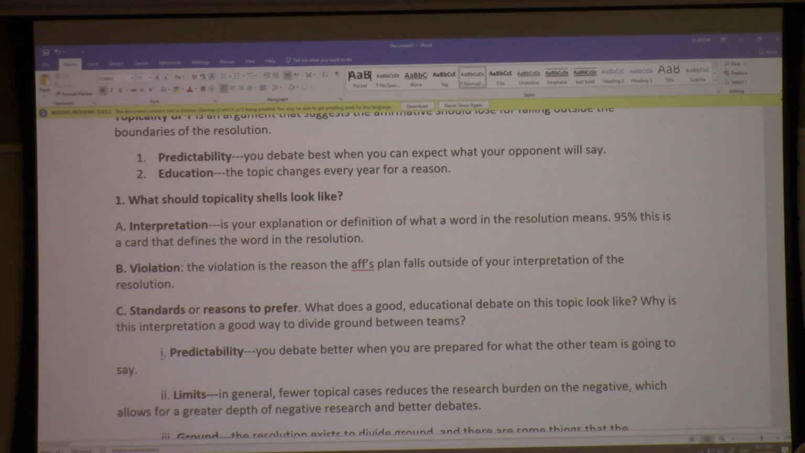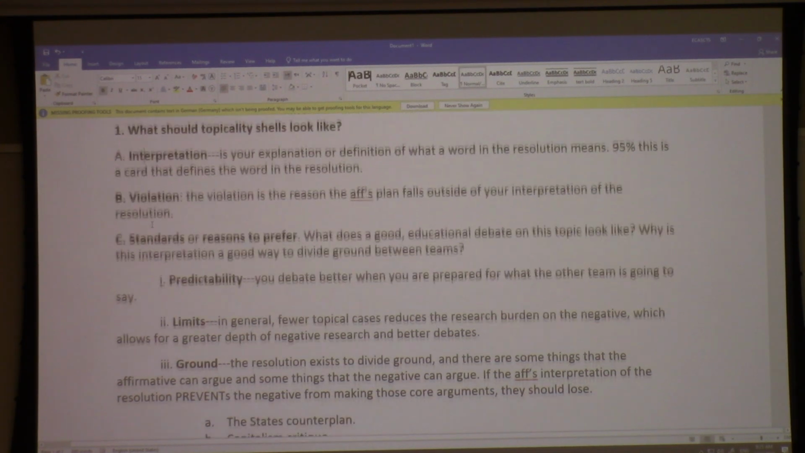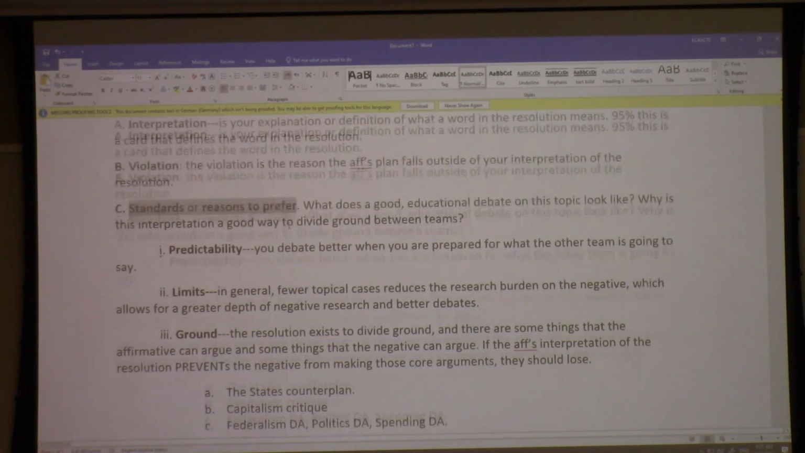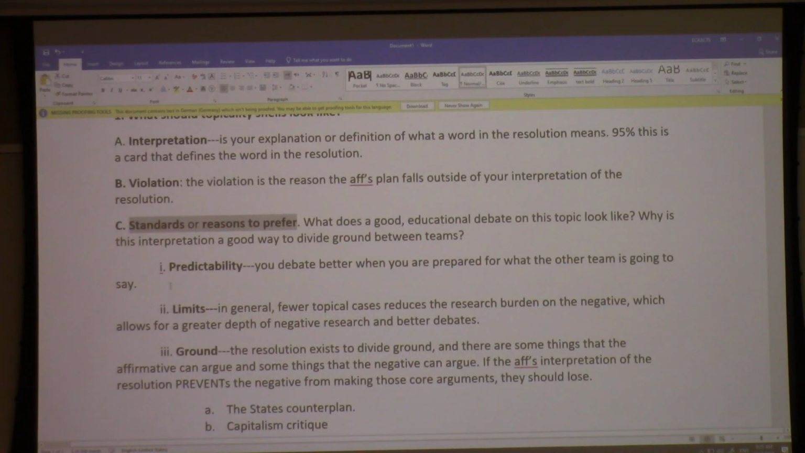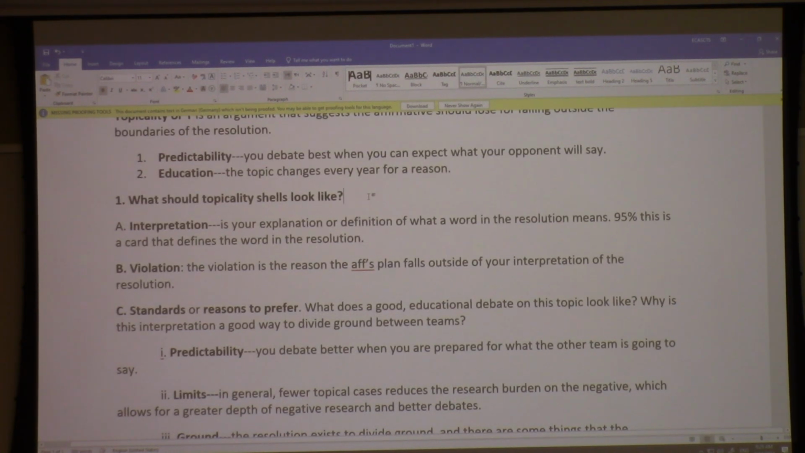So you need an interpretation that defines the resolution, a violation that explains how the affirmative falls outside of that definition of the resolution, and then you need standards or reasons to prefer your interpretation, which are all of these things that we went over, and then voters. So reasons that the affirmative falling outside of your interpretation of the resolution is harmful enough that they should lose the debate. So a shell is just the structure of those 4 subcomponents in the 1NC. Good. Other questions about topicality stuff at this point?